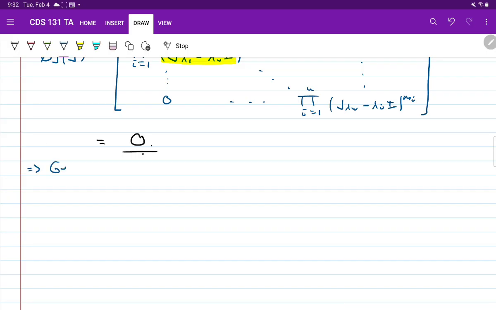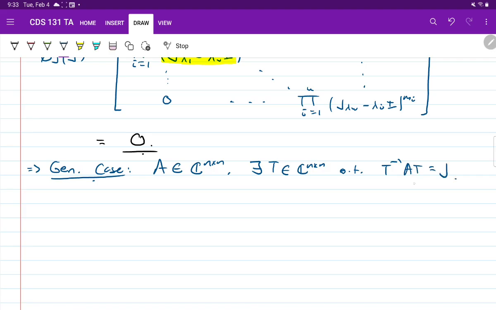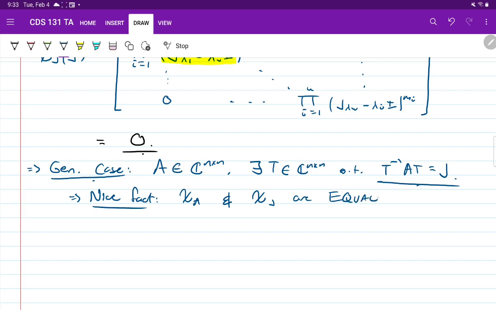Now, the proof of the general case. If I take an arbitrary A in C^(n×n), we know there exists a matrix T in C^(n×n) such that T^{-1}AT is in Jordan form. Now, there's a nice fact that the characteristic polynomials of A and J are in fact the same. So by applying this fact in conjunction with the previous part, the general case follows.